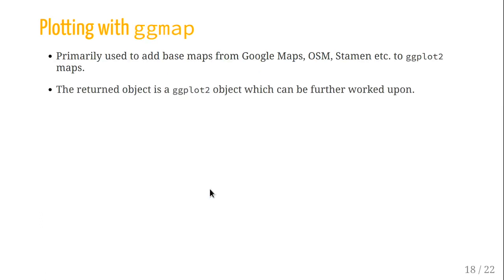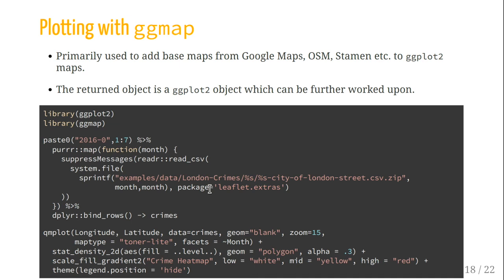ggmap is an add-on for ggplot. It allows you to make maps with ggplot much more easily, because it's geared for making ggplots. So if you are going to use ggplot, give ggmap a shot. It has some good inbuilt defaults.